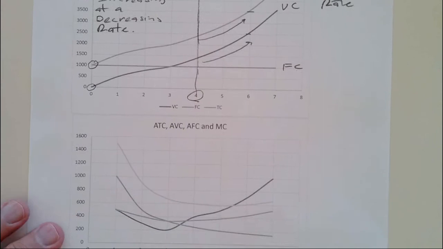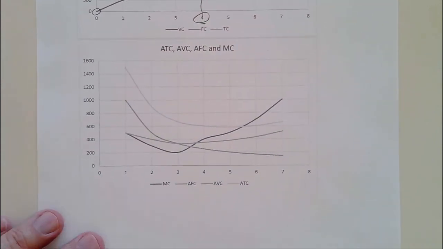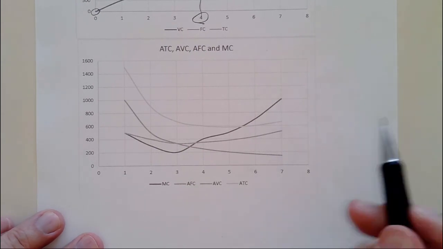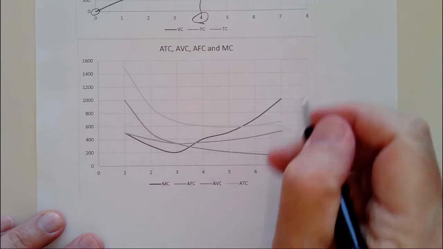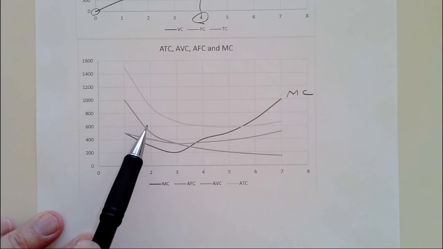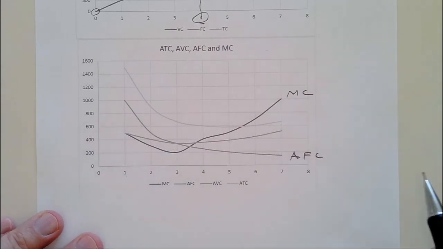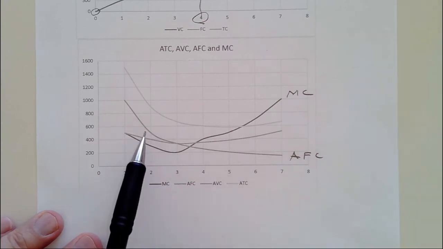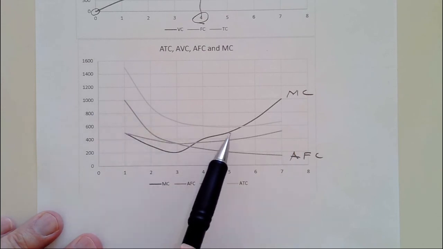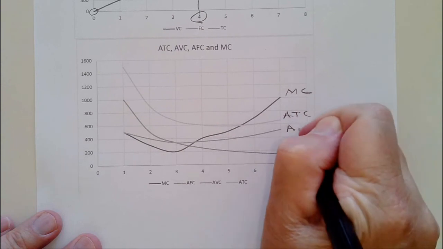Down here, I lined up our average and marginal cost curves and filled them in. Well, the one that falls first and starts going up first is my marginal cost. The one that keeps falling like a rock is my average fixed cost. And then the average variable and average total are going to fall, hit a minimum, and start to rise. The average total is above the average variable because it includes the average fixed. And then this one would be your average variable.